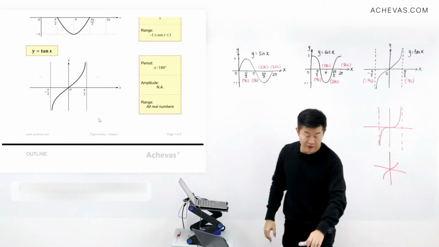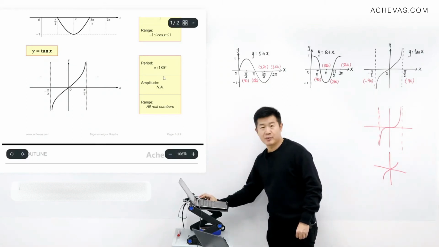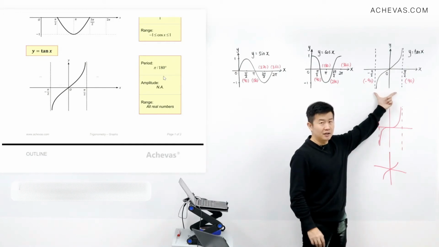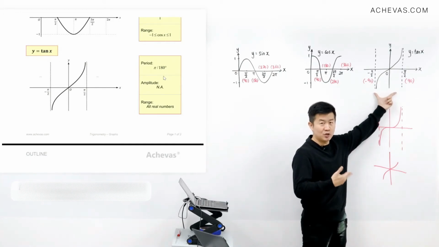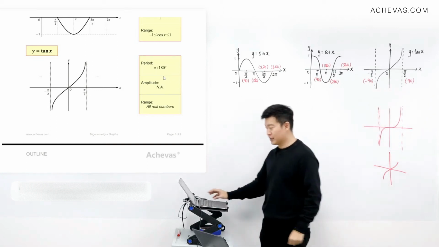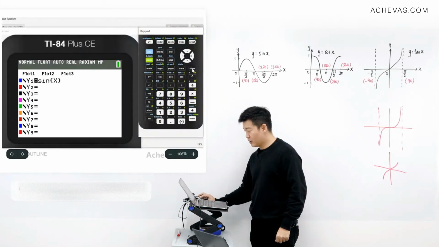And the tangent graph is also periodic in nature. The period is pi, or 180 degrees. This gives us an interval where the repetition will occur towards the right and towards the left. Let me show you the tangent graph on my graphing calculator. So now let me draw another graph for us, the tangent x graph.